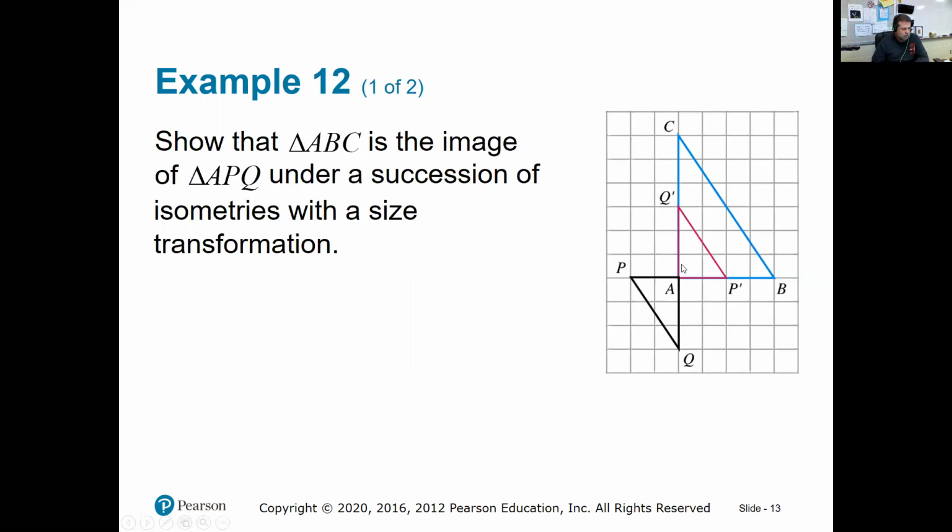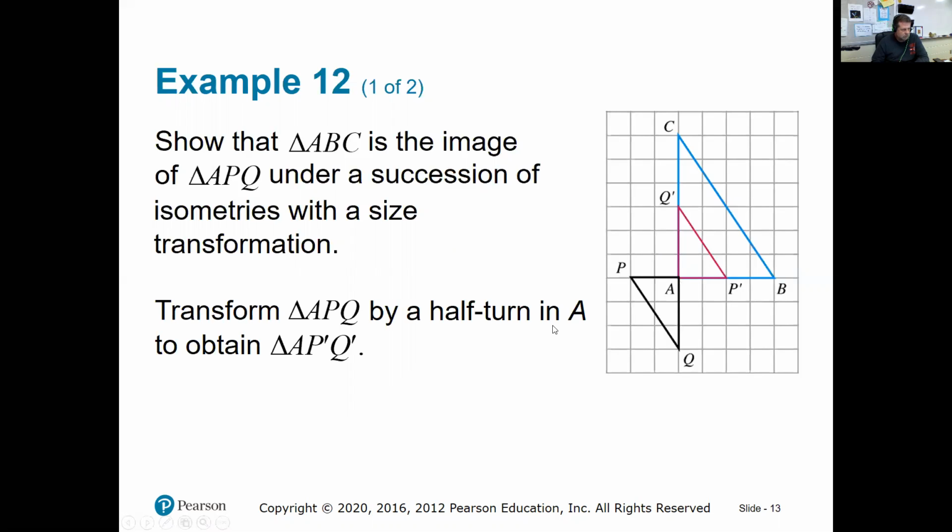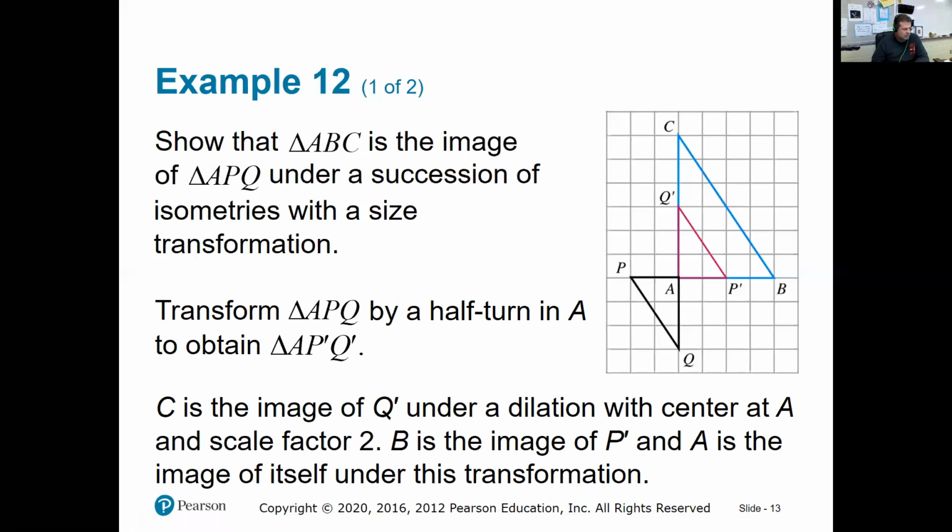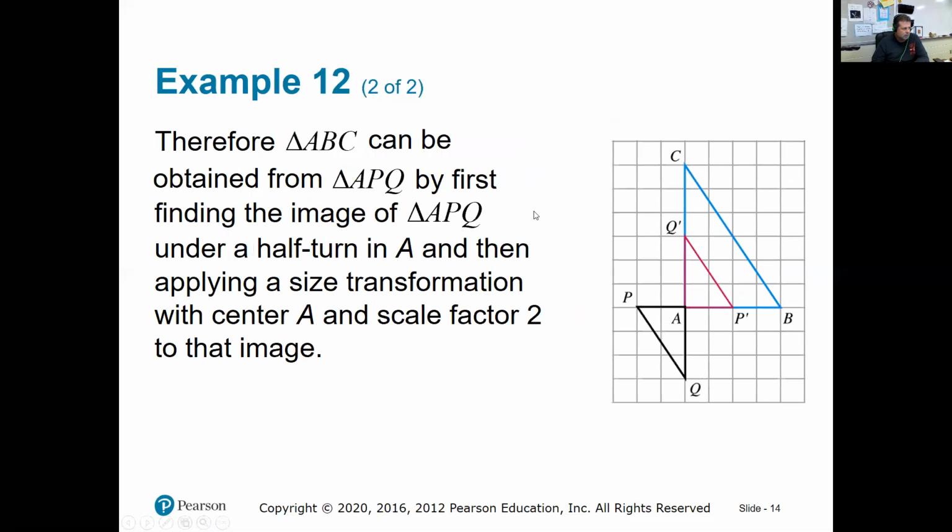So this would be a turn to get to the red, and then from red, or pink I guess it is, to blue, I'd have to increase it. This is 3, that's 3, that's 6. 2 and 2 is 4, so it's a scale factor of 2. So I'm going to have a half turn, which is 180 degrees, and then a scale factor of 2 to make it bigger. So you get a combination there. Therefore, ABC can be obtained from APQ by first finding the image of APQ under a half turn, and then a scale factor of 2 on that image, with the center being A.